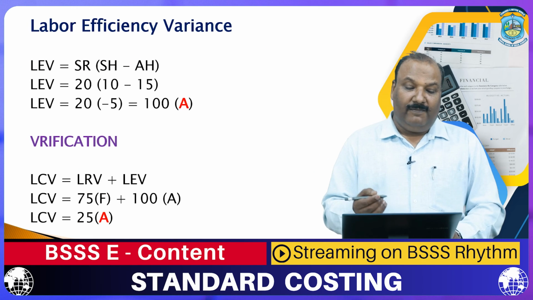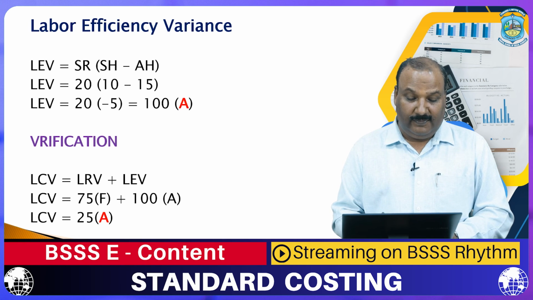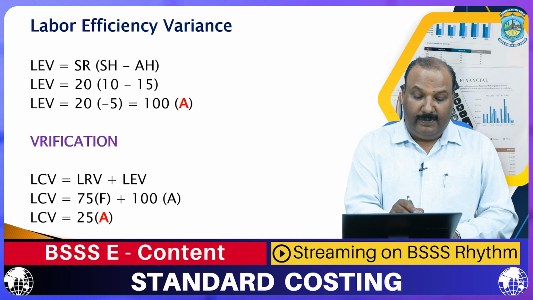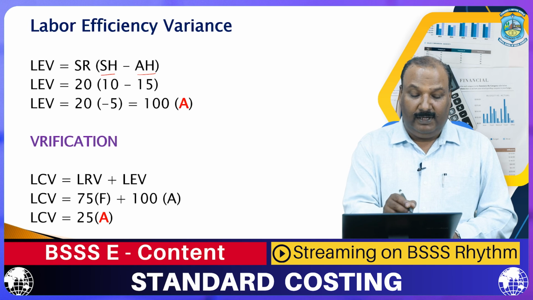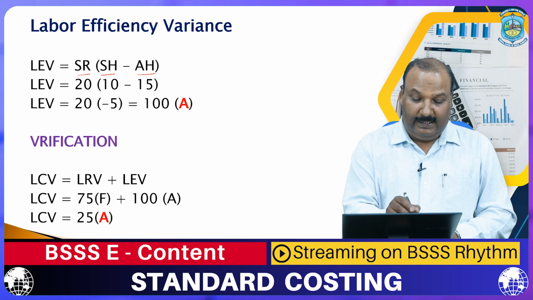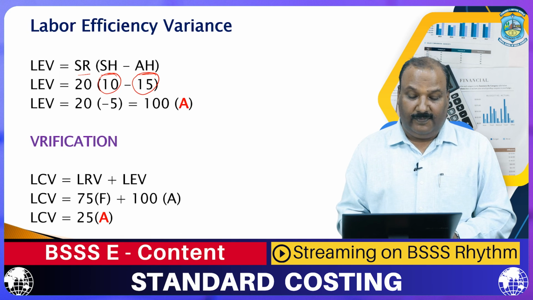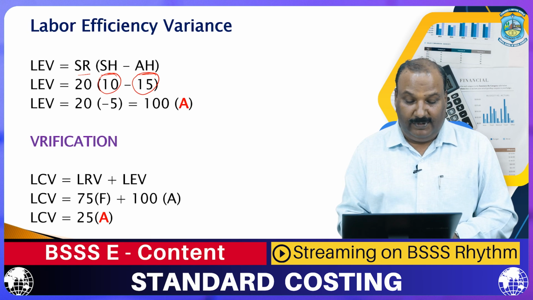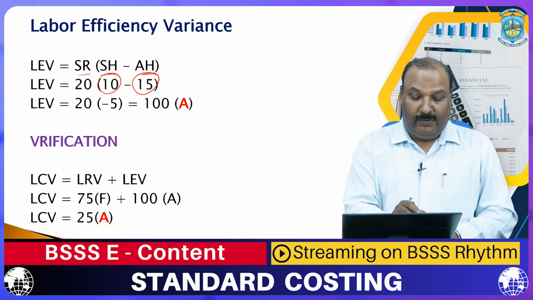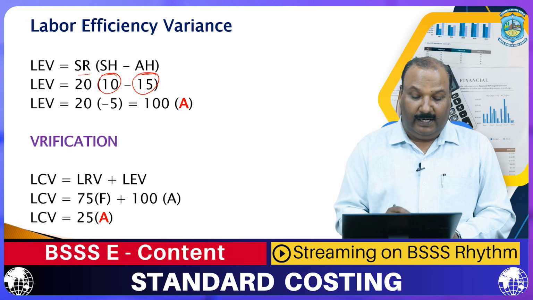Now, we have to calculate labor efficiency variance. The formula is the difference between standard hours and actual hours multiplied by standard rate. Standard hours is given as 10 and actual hours is 15, the difference between the two is minus 5, multiplied by 20. 20 multiplied by 5, the product will be 100, that is a negative value, it is adverse.